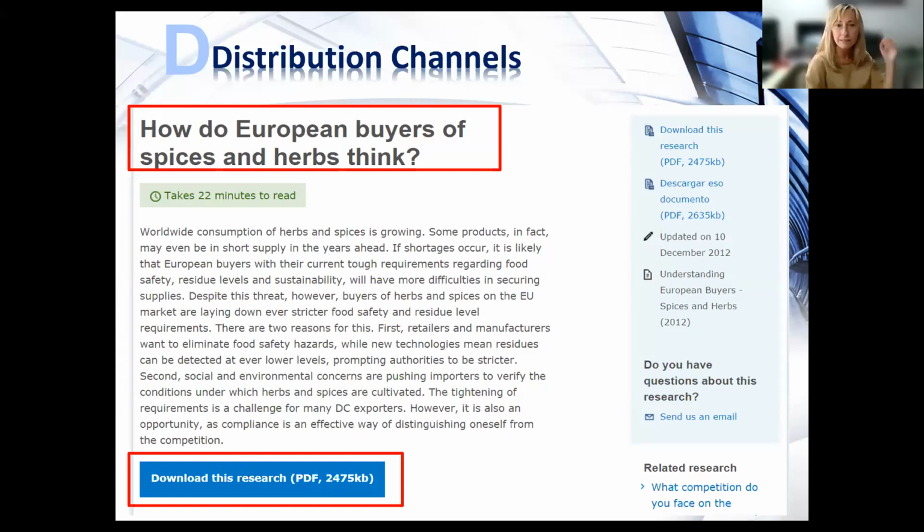Okay, and I found here this one, how do European buyers of spices and herbs think, okay? Regretfully, Spain doesn't buy many spices and herbs, but the rest of the European countries do. So have a look through this web page too, okay? This source of information is going to give you luxury information.